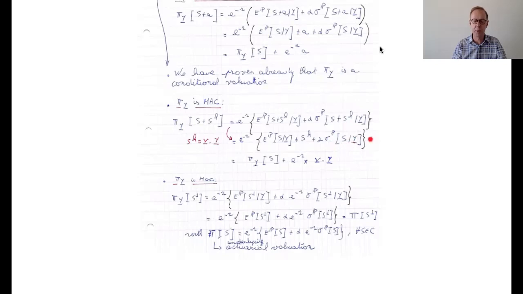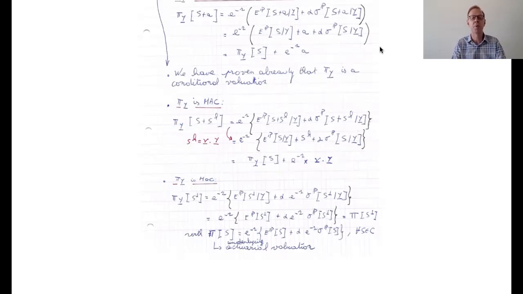If we look at this formula a little bit closer, we see that in fact this is pi y of s plus the discounted value of the time 1 value of the hedge u, where u is the hedge of sh. And we have indeed proven that pi y is market consistent, because pi y of s plus sh is pi y of s plus the discounted value of sh.